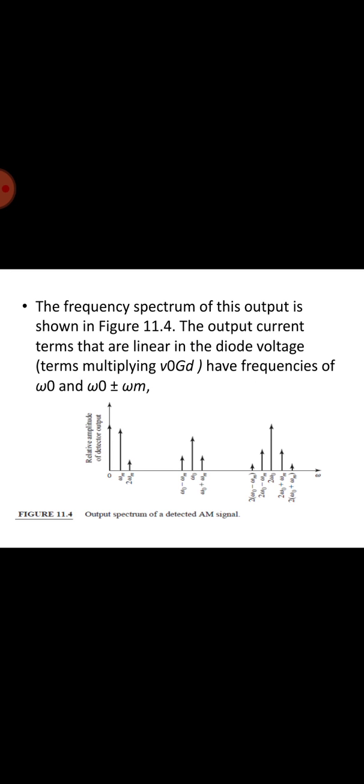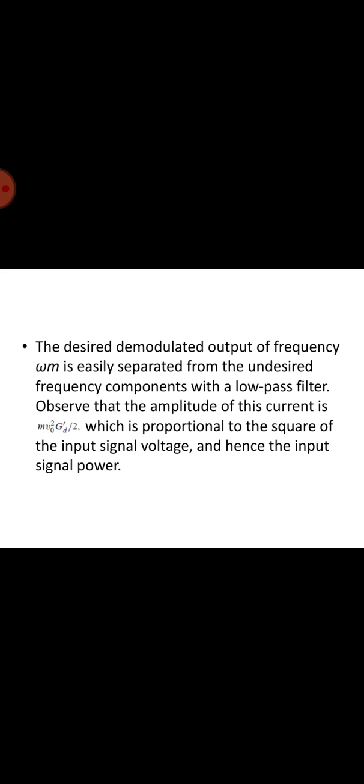So the frequency spectrum of this output is given in this diagram. The output current terms that are linear in the diode voltage have frequencies of omega naught and omega naught plus or minus omega m. So the desired demodulated output of frequency omega m is easily separated with a low pass filter, and you can observe that the amplitude of this current is m into V0 squared into GD dash by 2, which is proportional to the square of the input voltage and hence the input signal power.